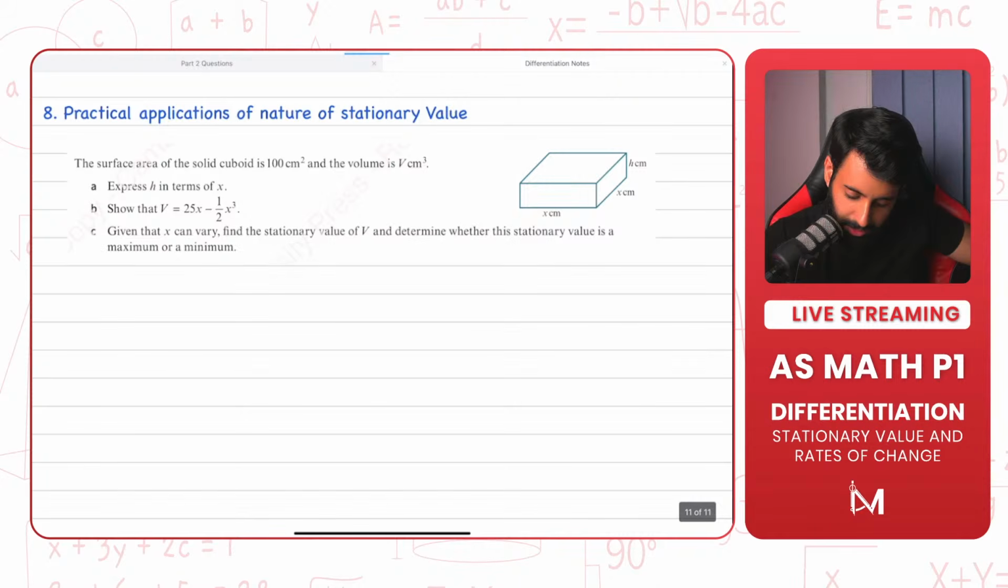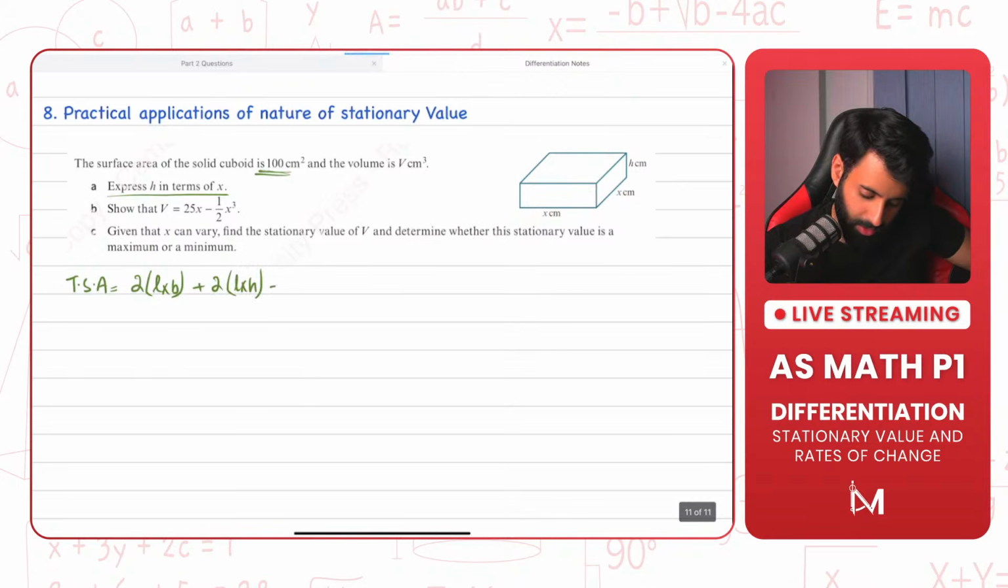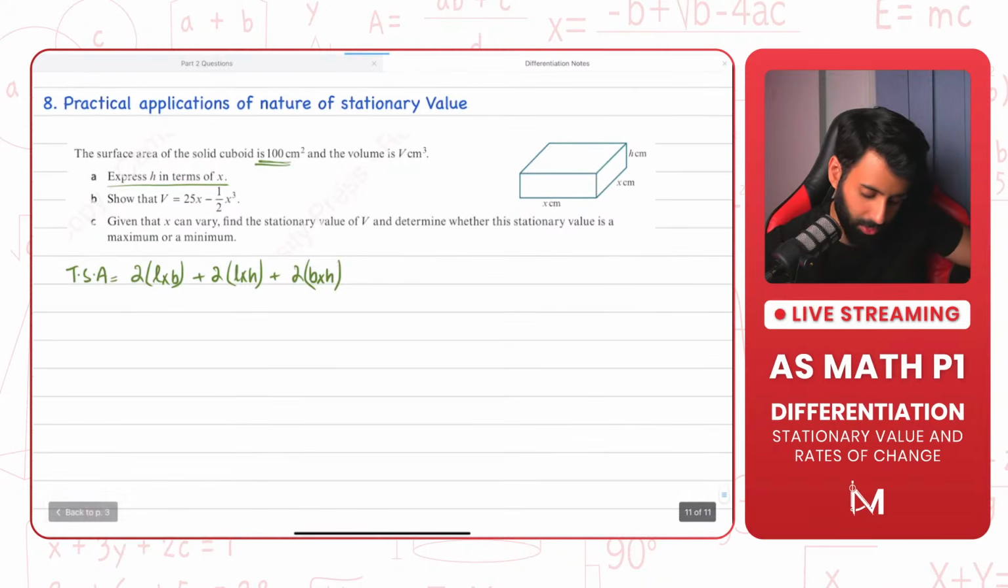Now notice you're given some information, and through this information you will be asked to express one variable in terms of another. Here you're given the volume and the surface area of a cuboid. Now what is the surface area of a cuboid equal to? The total surface area of any cuboid, make sure you read the question carefully and see whether it's open, closed or whatever, is twice length into breadth plus twice length into height plus twice breadth into height. This is how you find the total surface area of any cuboid.